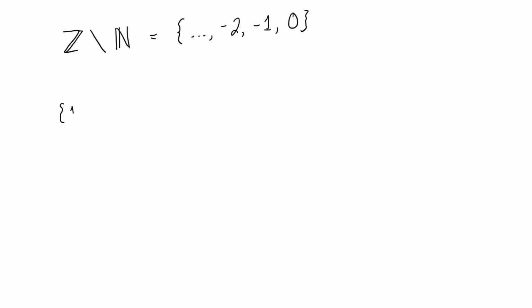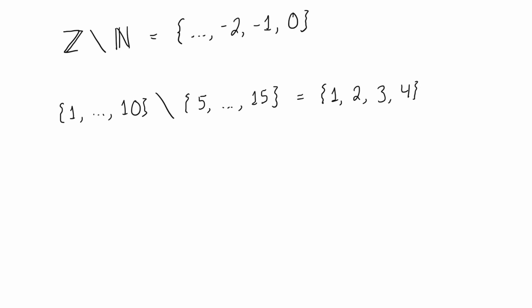We can also do something like this. Maybe we have 1 through 10 minus the set 5 through 15. When we do a subtraction like this, we're going to take the first set, take away everything that's in the second set, and we are left with 1, 2, 3, and 4. And you will notice that the second set has some elements, such as 15, that are not in the first set, and you just ignore those. We just ask ourselves what elements from the first set also are in our second set, and then we remove those.